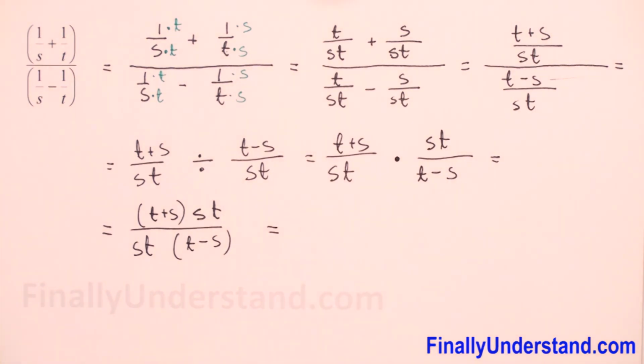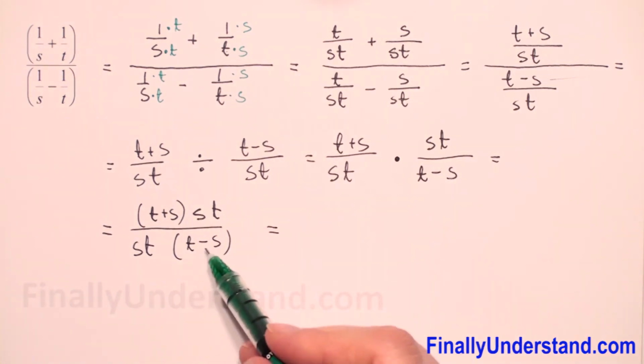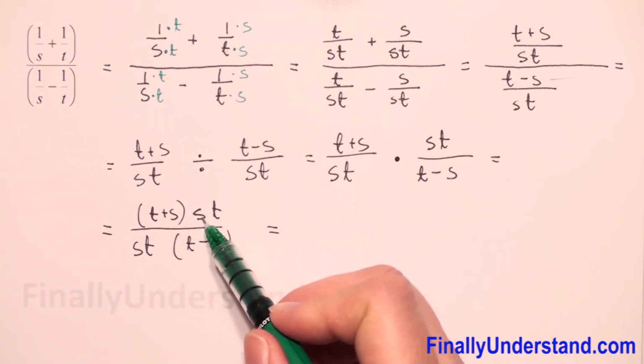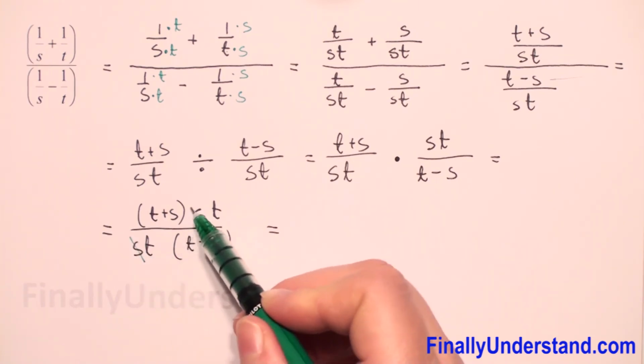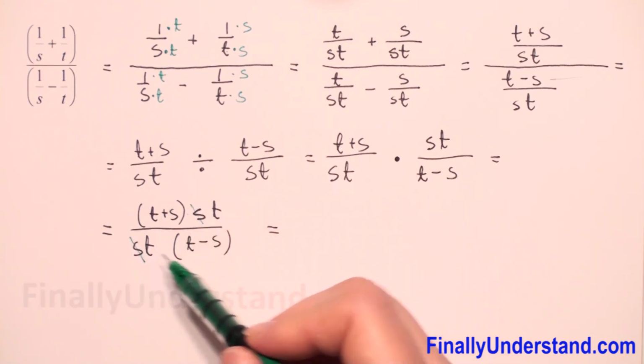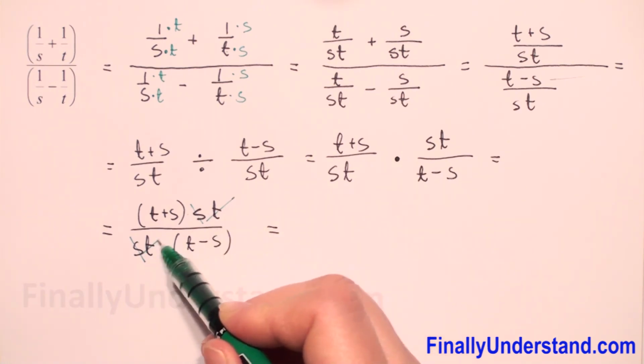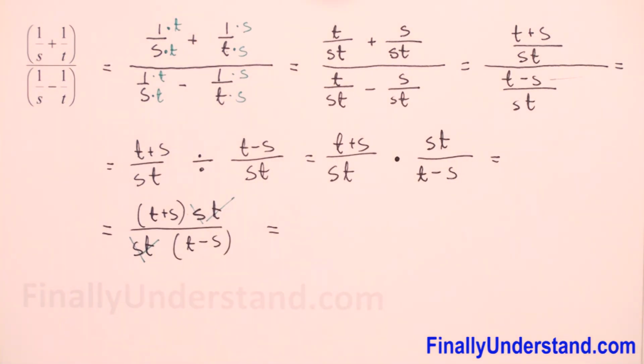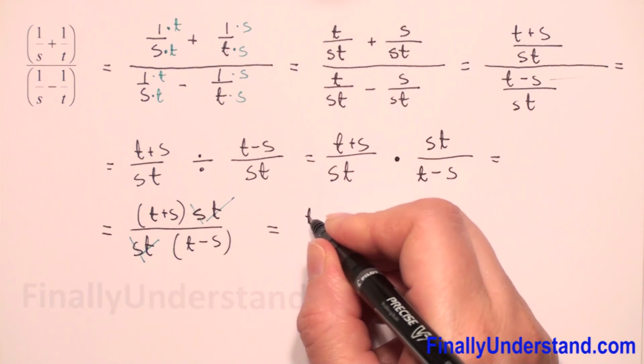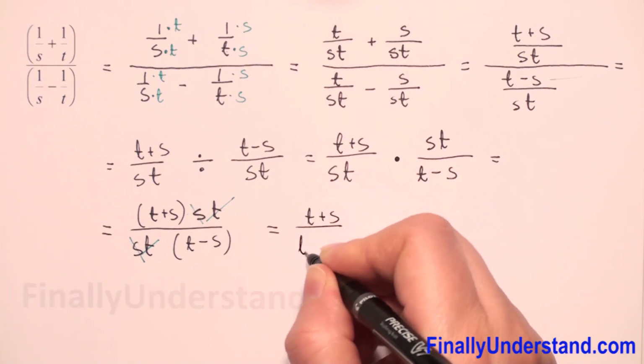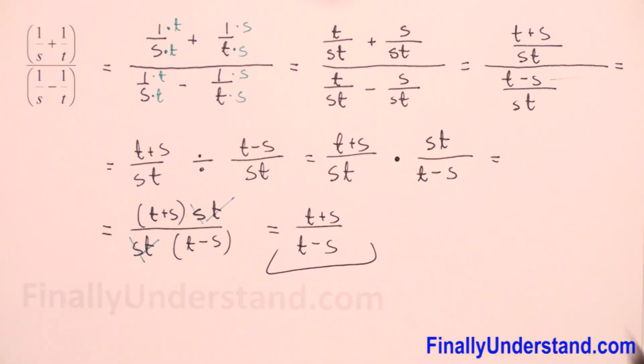So this is equal. In parentheses we have different terms, but we have s and s, so we can cancel out, because we have multiplication, that's why you can cancel out, and we have t and t. So it will be t plus s over t minus s. This is my solution.